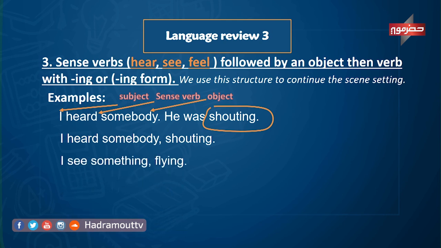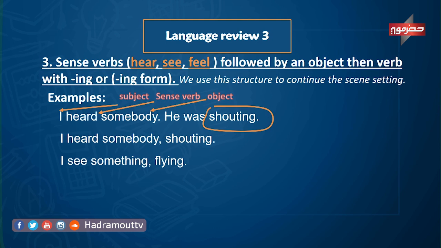I see something flying. Don't say "I see something, it was flying." No, I see something flying. So the scene keeps moving and the scene keeps active.